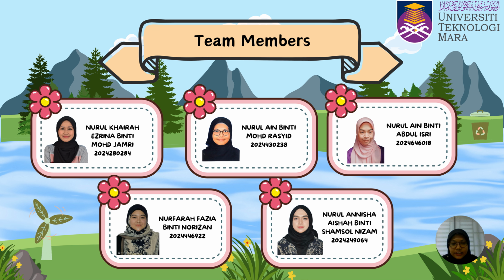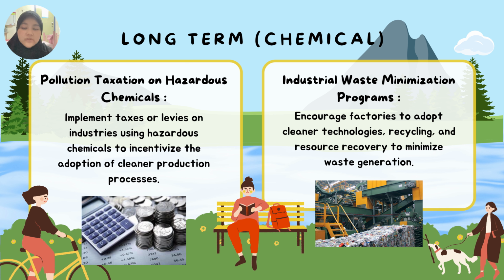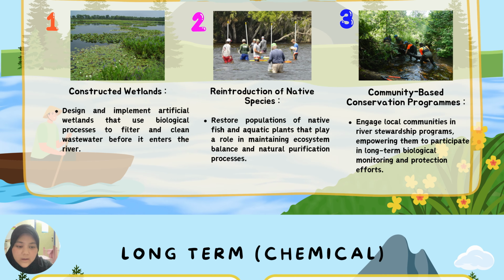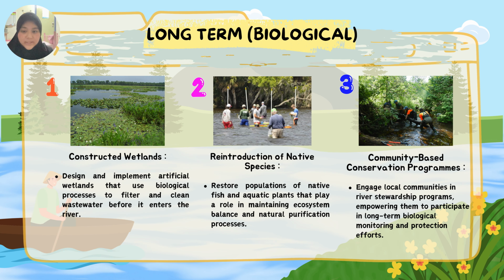Secondly is industrial waste minimization programs. It is important to encourage factories to adopt cleaner technologies, recycling, and resource recovery to minimize waste generation. Last but not least is biological measure.